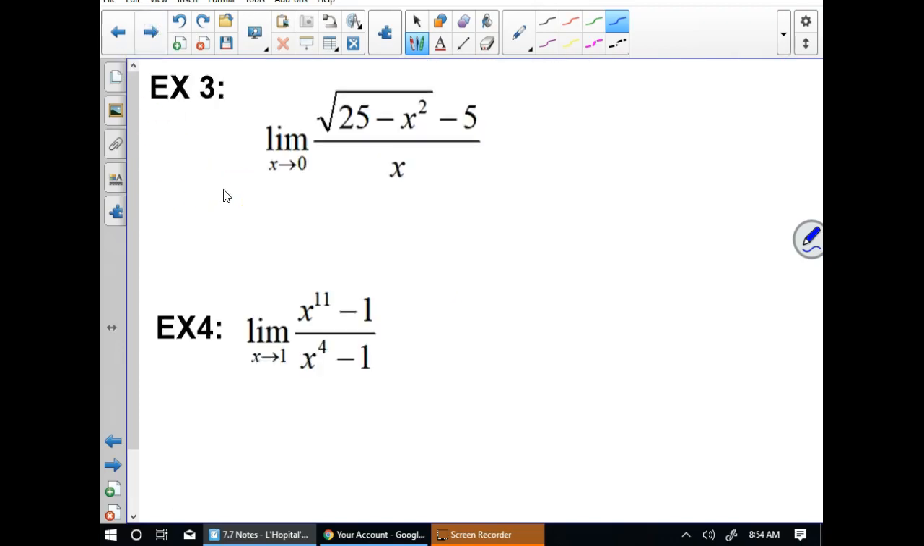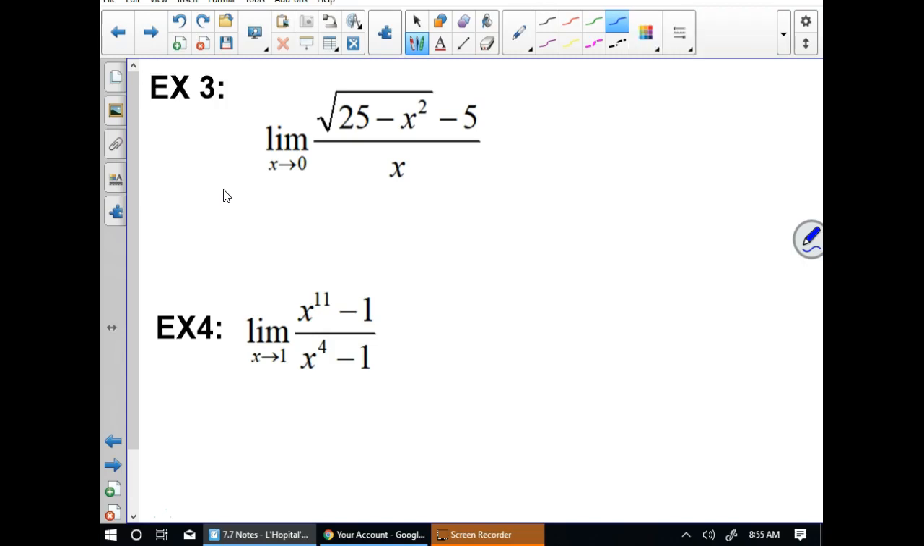Okay, here's our next one. So for example 3, we've got limit as x approaches 0 of the square root of 25 minus x squared minus 5 all over x. And if you plug in 0 right here, you're getting 0 over 0. And we know how to do this one a different way. We could rationalize that numerator where we would multiply by the square root of 25 minus x squared plus 5 on top and bottom. But those can get kind of long.